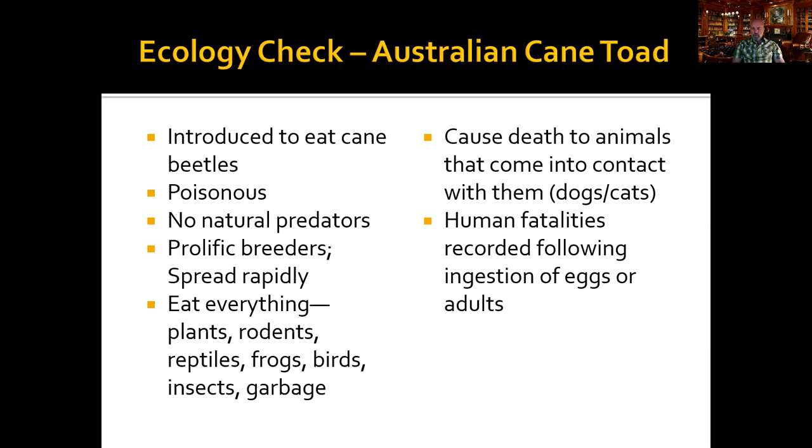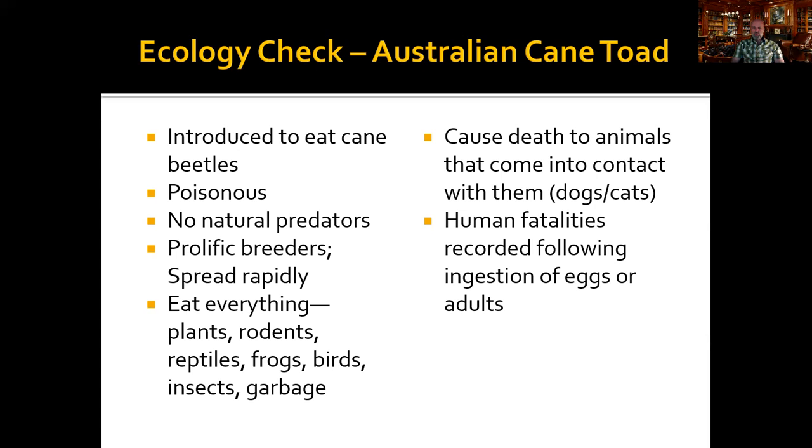There are videos of the cane toads in Sydney and Perth and some of the big cities in Australia, basically living in the alleys, eating the trash. Since they're poisonous, they cause death to animals that come into contact with them. So when dogs and cats attack the Australian cane toad, it usually doesn't turn out very well for the dog or the cat. And there actually were human fatalities recorded.